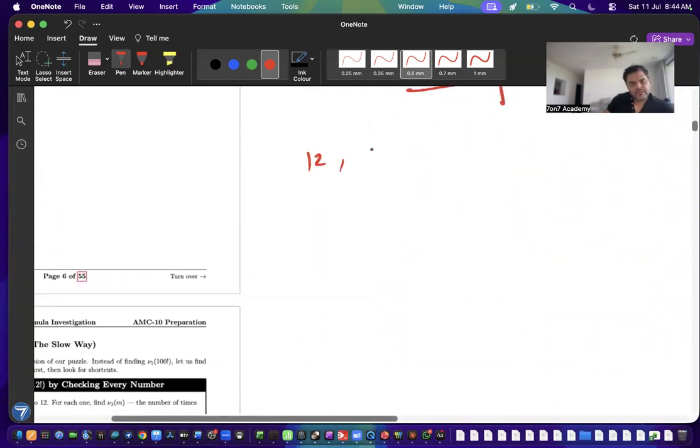If I have 12 and 18, how to get GCD and LCM of it? Chalo, 12, 18, 24. Can you find out GCD and LCM of this? Do you know how to get GCD?